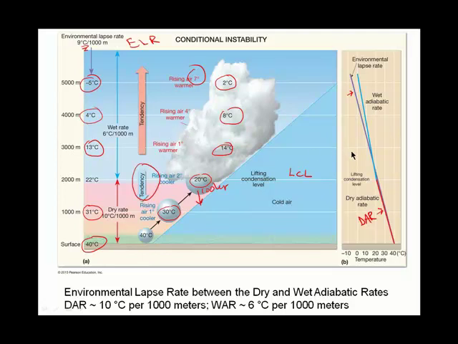Then here we have the lifting condensation level, about 2,000 meters. And now we have this blue line here, where you can see at some point our parcel of air is warmer than the environment. And there you have it. Basically, that's where it picks up the tendency to be unstable. So stability is conditional upon condensation or no condensation. And you'll get that if the environmental lapse rate is between 6 and 10.